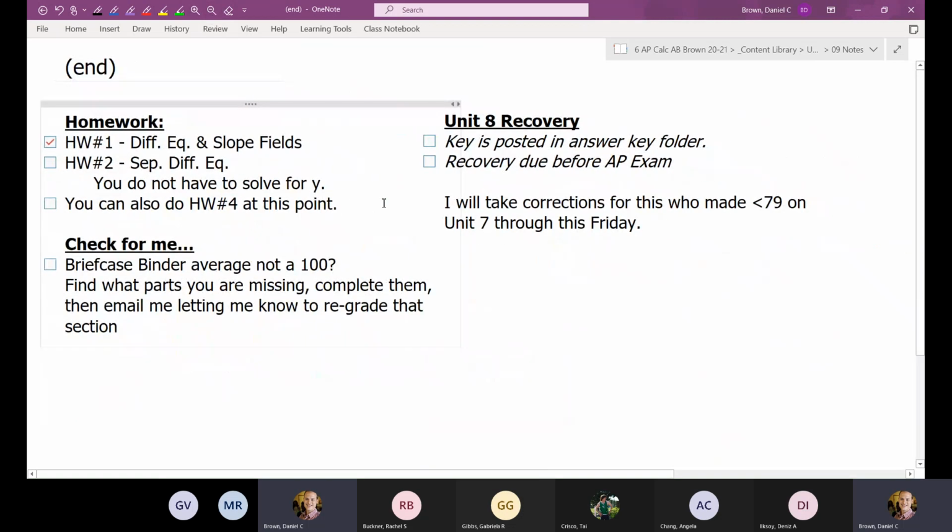I will say to shorten homework number 2, the textbook doesn't have you solve for y. My answer key is solve for y. But on homework 2, I'm perfectly fine if you just leave it like ugly. Like, solve for c, but you don't have to worry about solving for y unless you just want to practice the algebra. Technically and officially, you can do all of homework 4 at this point.